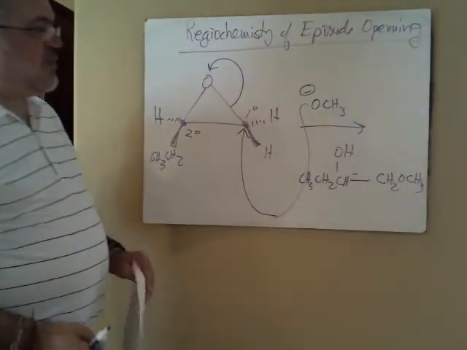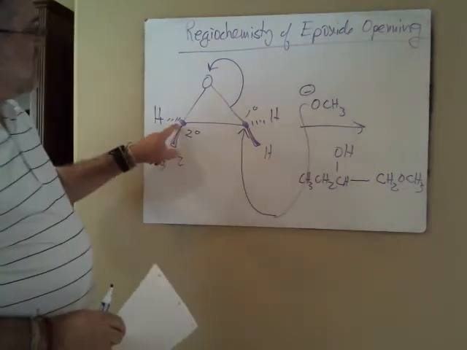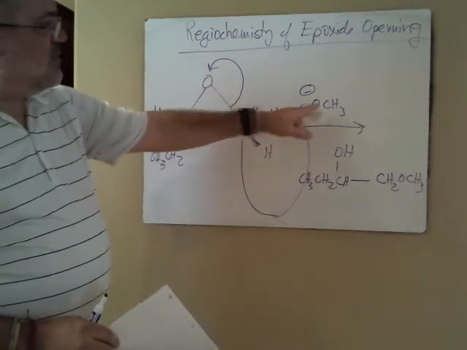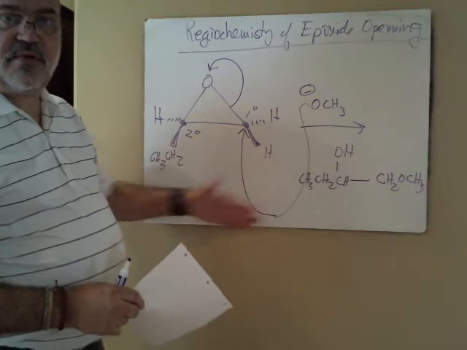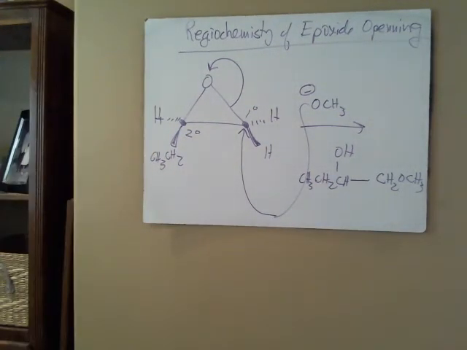So I'm going to end up with that product. OH ends up on this carbon because when it opens up, oxygen ends up here. The nucleophile that's adding, the OCH3, comes into the less substituted side. And so that is the product that we get in terms of regiochemistry.